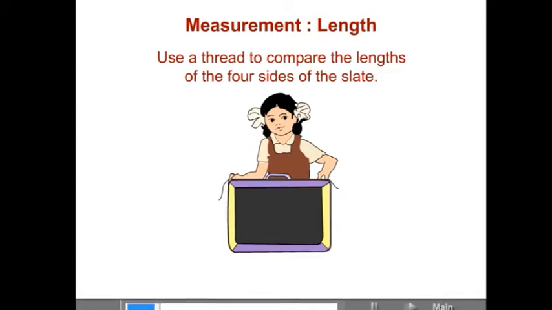And the vertical side of the slate is equal in length to the other vertical side of the slate, which is opposite to it. So again, two opposite sides of the slate are of equal length.